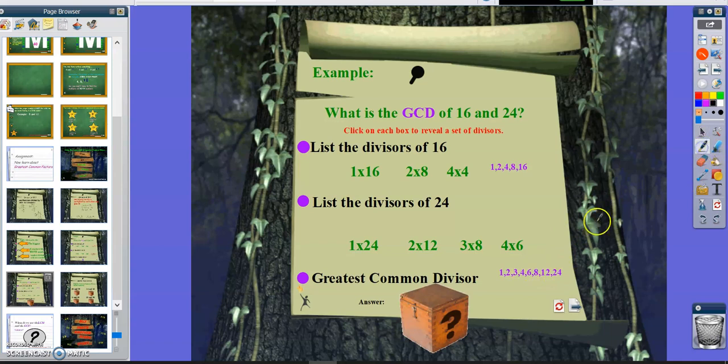The second step is to find the common divisors. We have 1 is a common divisor, 2 is a common divisor also, 4 is a common divisor, 6 is not a common divisor, 8 is. So these are the common divisors: 1, 2, 4, and 8. The greatest common divisor is 8. So we can say that the GCD of 16 and 24 is 8.